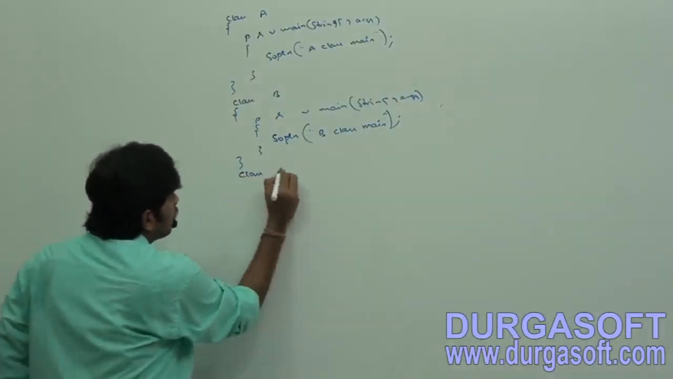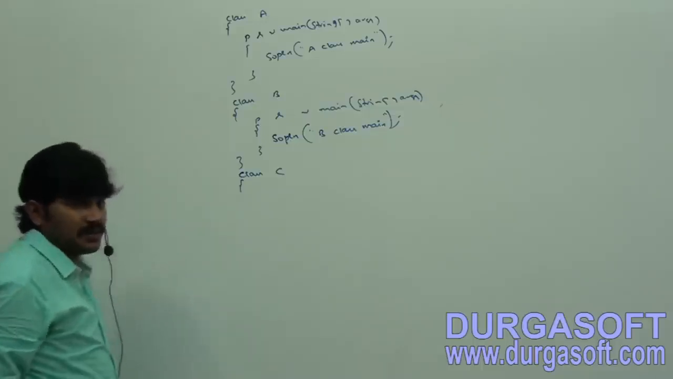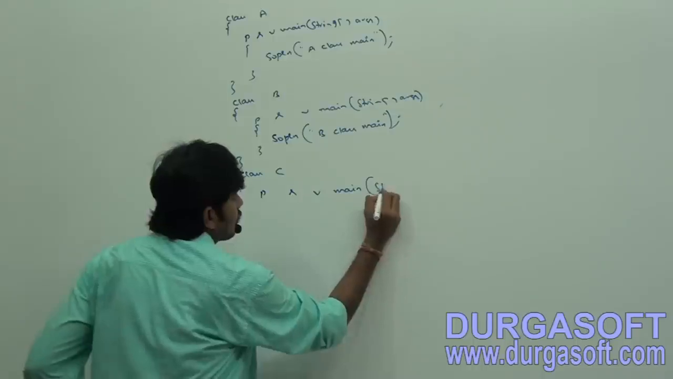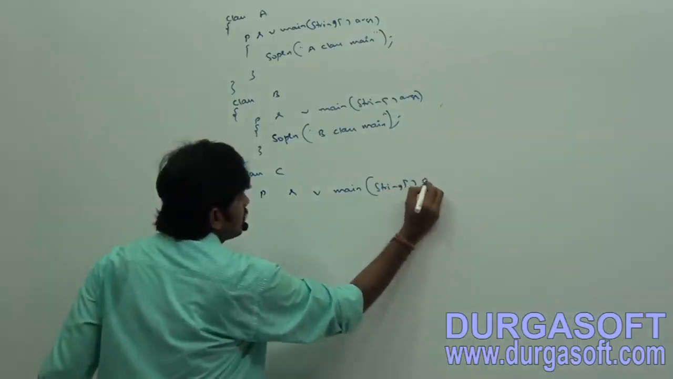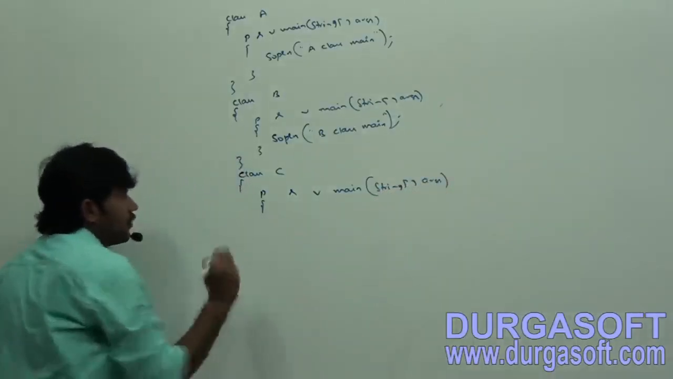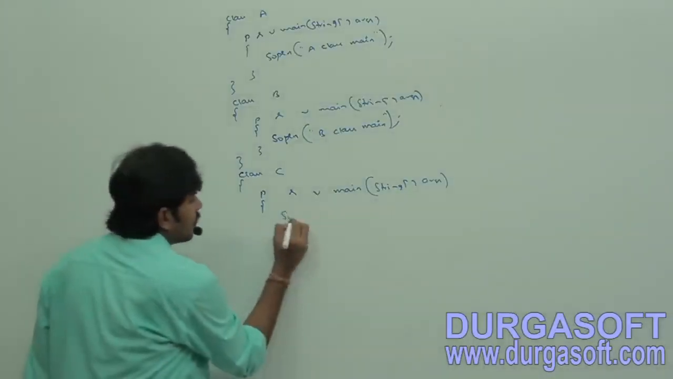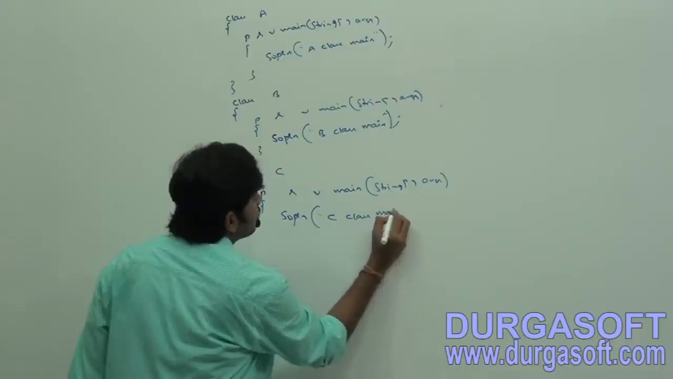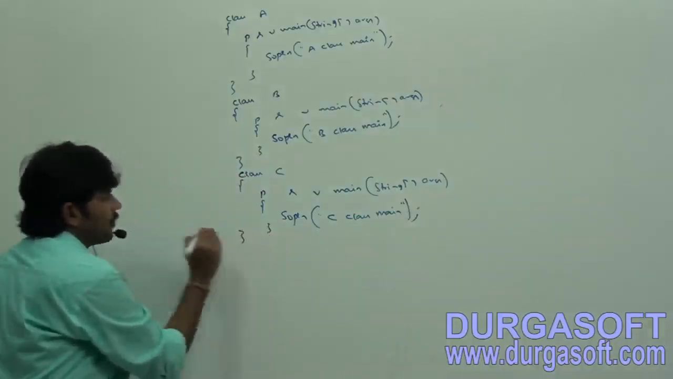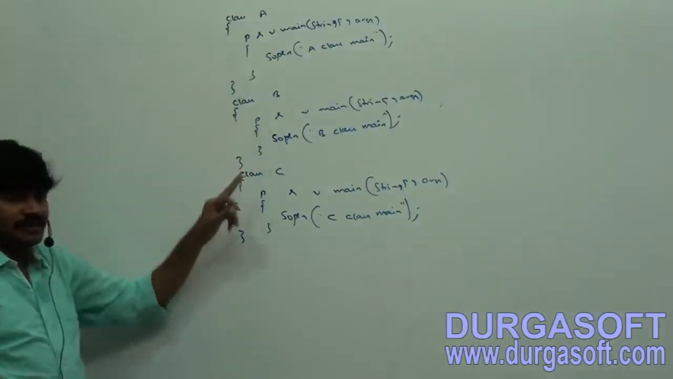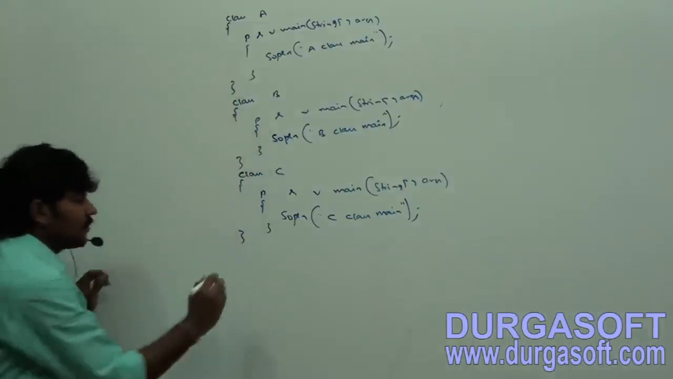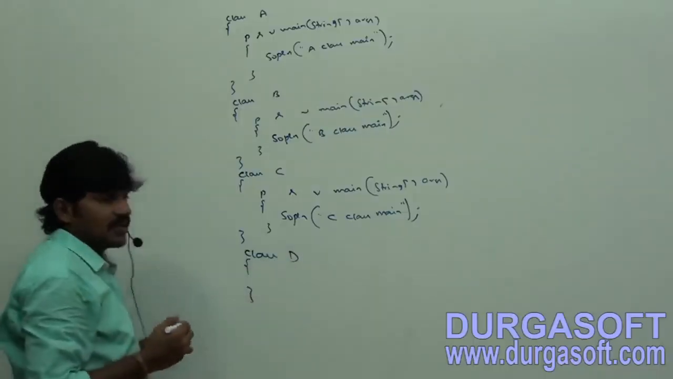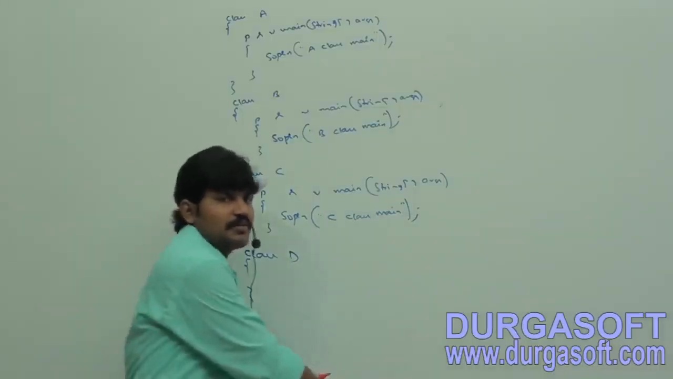Next class C, public static void main(String[] args). System.out.println C class main. A, B, C classes contain the main method. Next, class D I am also taking, but class D doesn't contain a main method.